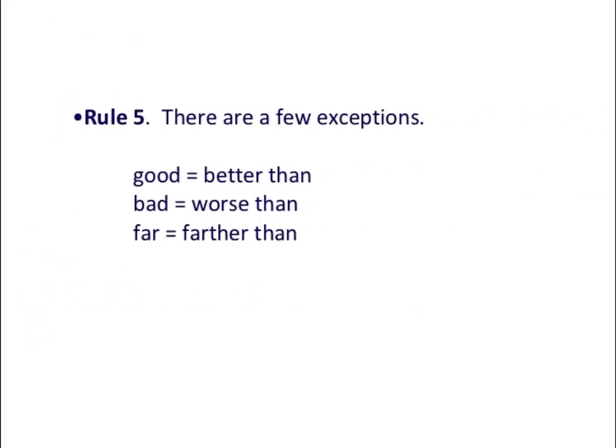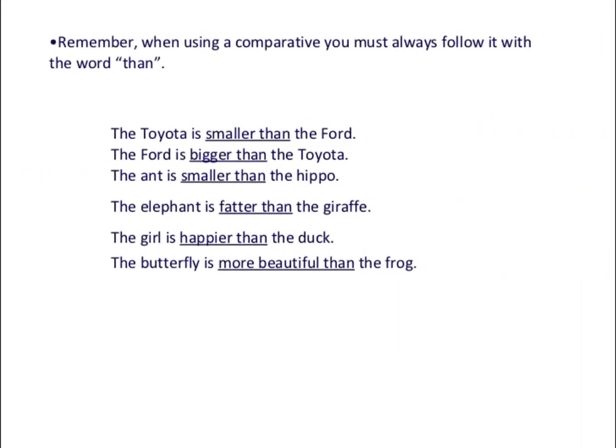Rule 5. There are a few exceptions. Good becomes better than in the comparative form. Bad becomes worse than, and far becomes farther than. Remember, when using a comparative, you must always follow it with the word than.